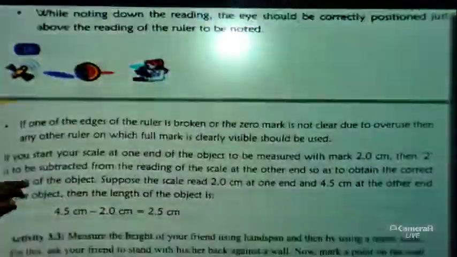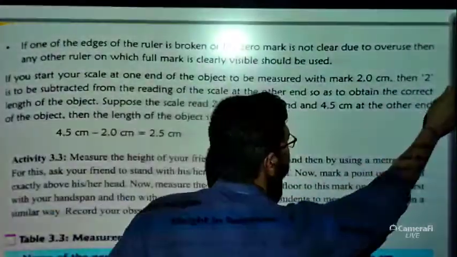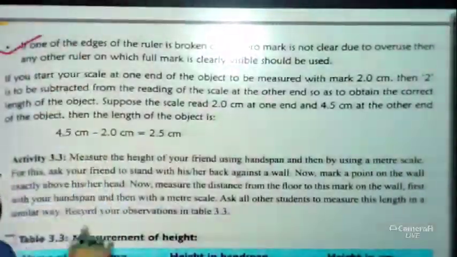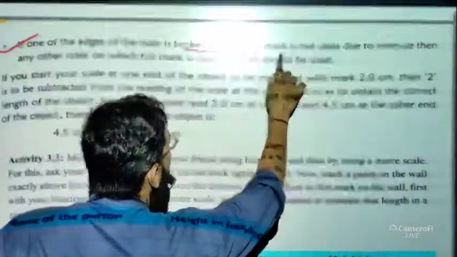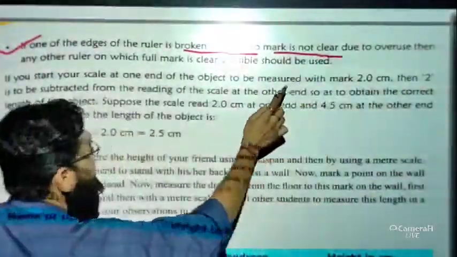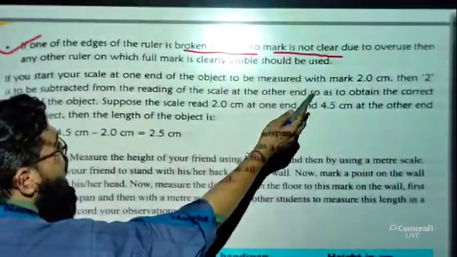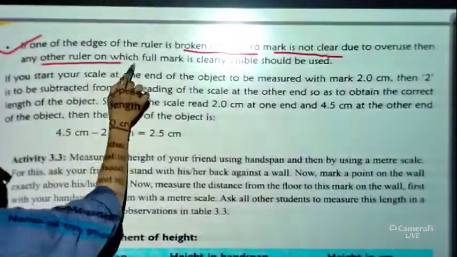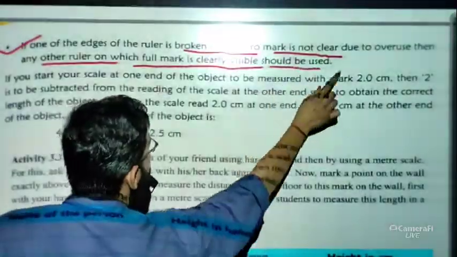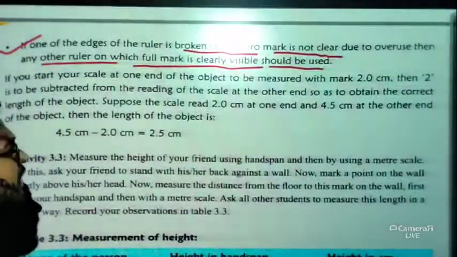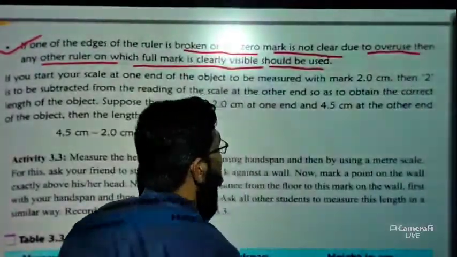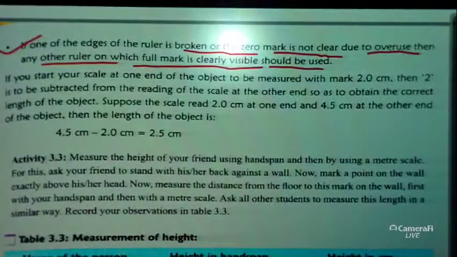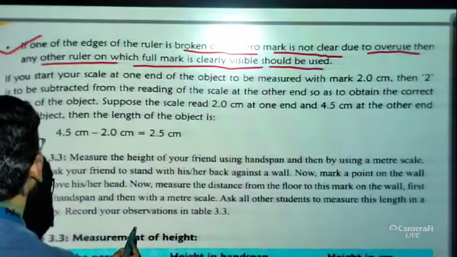You can see here, the next point, this is the third point: if one of the edges of the ruler is broken or the zero mark is not clear due to overuse, then any other ruler in which the full mark is clearly visible should be used. If the zero mark is not clear or it is overused, then we have to take another one where the zero mark is fully visible.